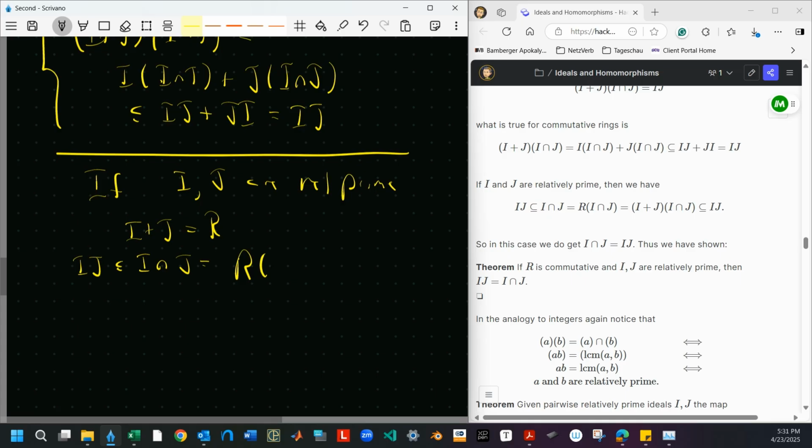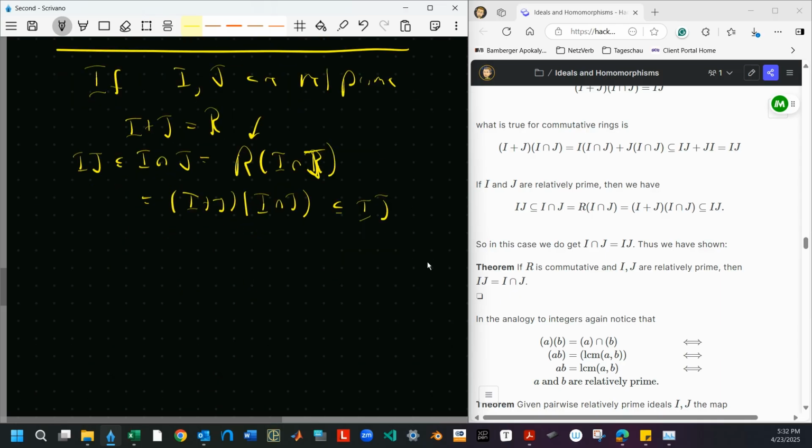I have a unit, so I can always just multiply by R. R as an ideal acts as a unit. We talked about that earlier too. And so this is I plus J times I intersect J. This is why I needed this computation above. And we just showed that this is contained in IJ.